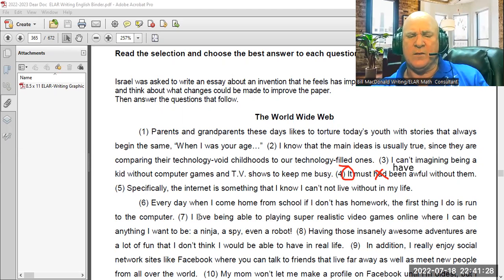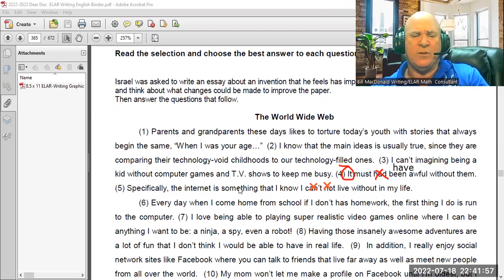The internet is something that I know I can't not live without in my life. Since we have 2 double negatives, whenever you have math, if you have 2 negatives, it turns into a positive. I can live without is something I can live without in my life. They were saying that they can't live without it.